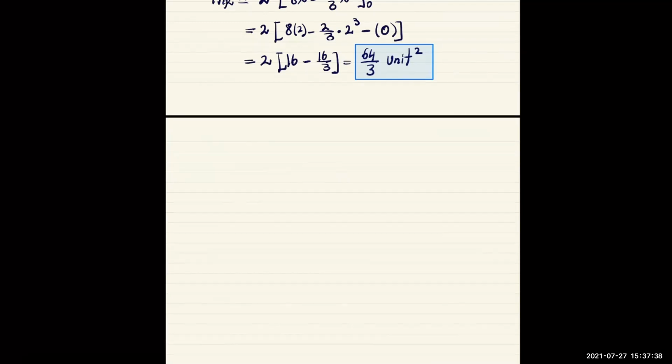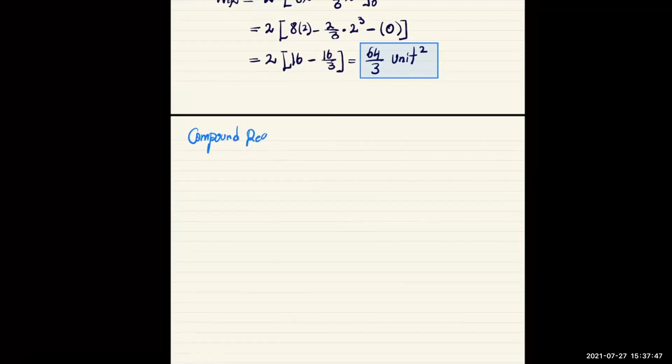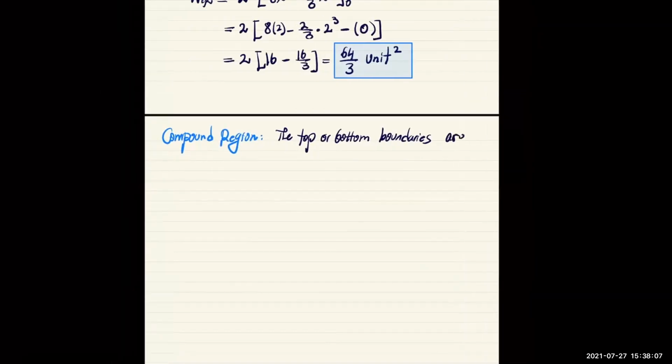Okay, let me just do an example with numbers. So this is an example of a compound region. In a compound region, again, the top or bottom boundaries are not consistent.